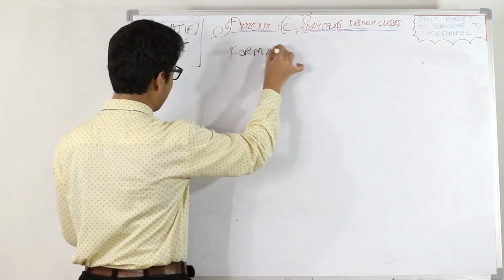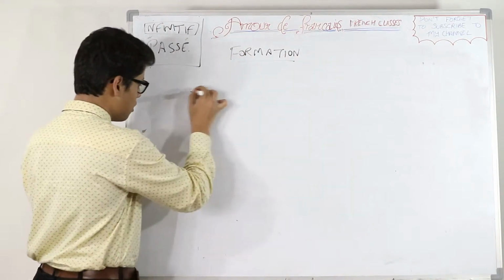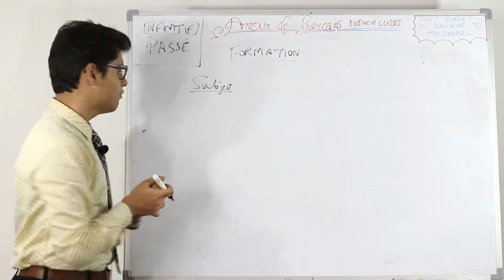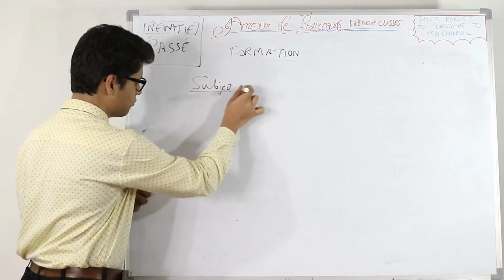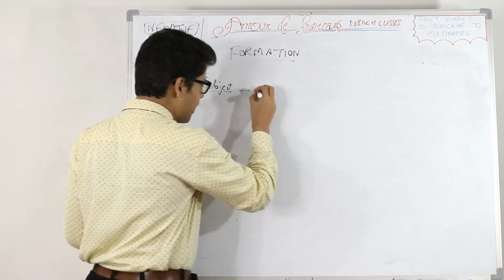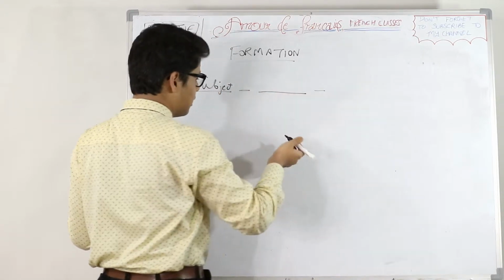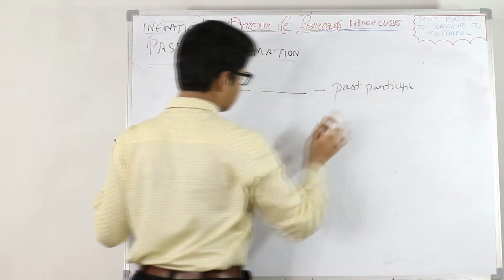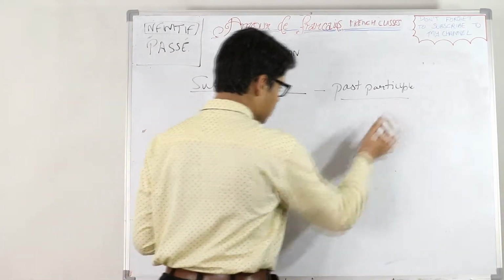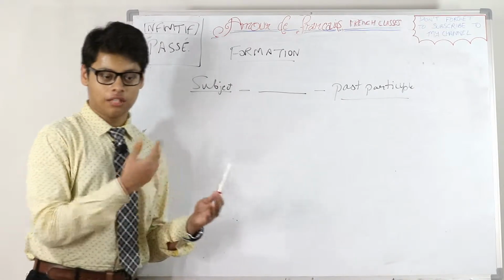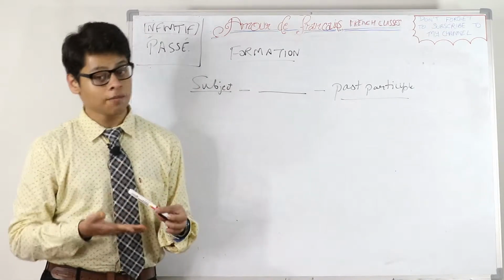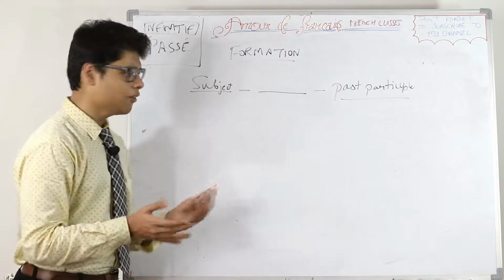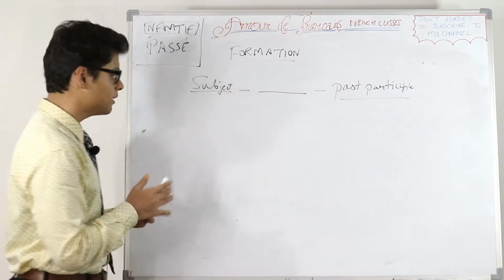How to form infinitif passé. First thing, in an affirmative sentence, we put the subject. Then we put some space, a blank, then again space, then we have the past participle. The past participles are the same ones we use in passé composé. If you don't remember them, do watch the video in which I discussed the past participles under passé composé. The links are in the description, you must watch it.